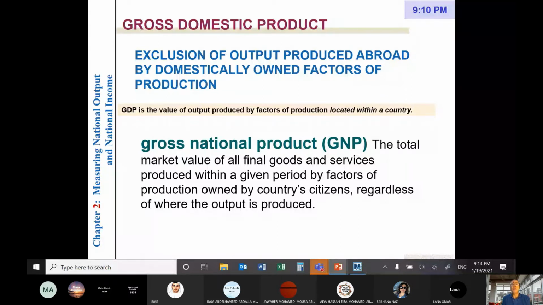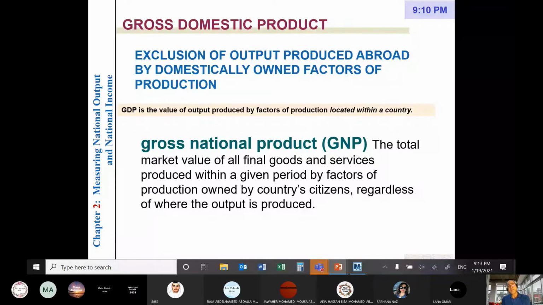So gross national product, in the end, is production made by citizens, regardless of where, whether they are working inside the UAE or abroad. But the gross national product doesn't include the contribution of foreigners working in the UAE.